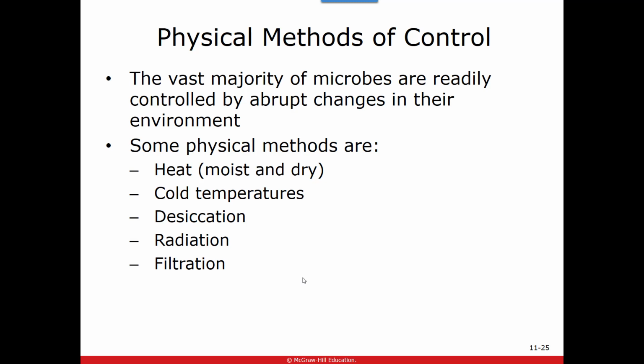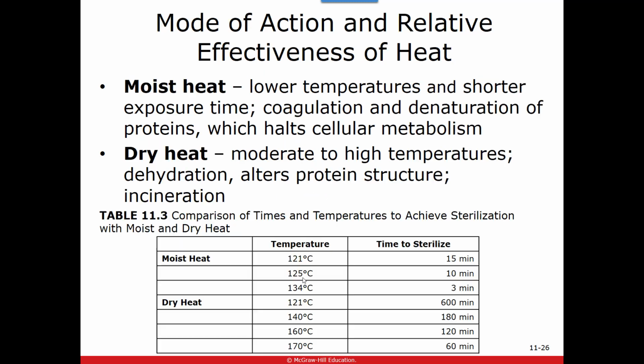Heat is quite effective at getting rid of microorganisms and inhibiting microbial growth. Now, moist heat is any type of heat that also includes some type of water anywhere in its method, its process. Moist heat is more effective than dry heat. And so this is just showing some of the examples of the temperatures that are needed.